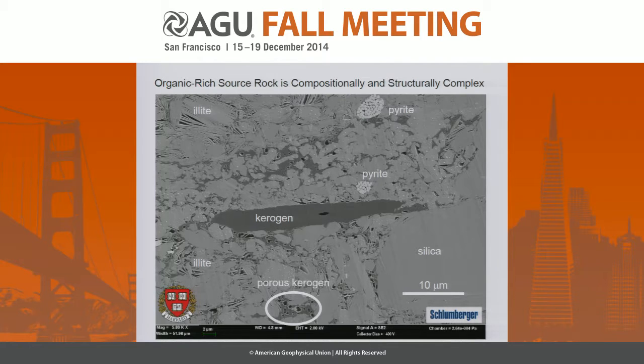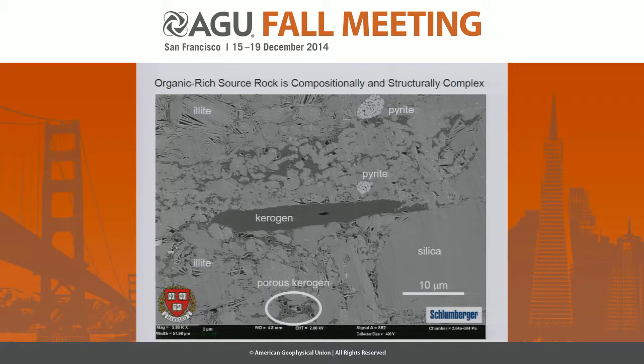And in this slide, it comes in two flavors. There's a porous kerogen, which is shown circled in white at the bottom center of the slide. And then there's a kerogen that looks distinctly non-porous, except maybe for one big pore in the middle there. But the rest of it, at least at the scale of SEM, looks non-porous.